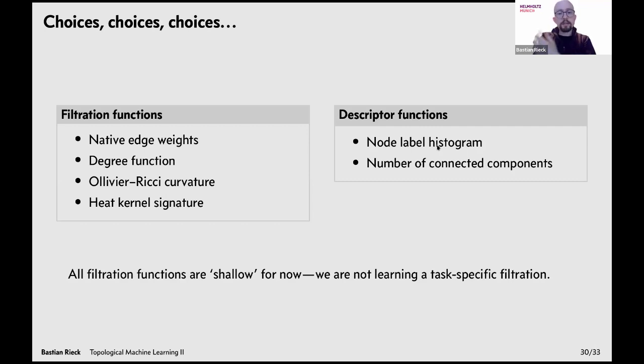And again, as I said, the descriptor functions, the things that you evaluate alongside the graph, can be anything that you want. Two choices stick out for us. One is the node label histogram, if you have node labels. The other one is something like the number of connected components, which is in a way related to topology, but it's not exactly the same. It's more like a very generalized Betti curve. The important thing I want to stress here is that all the filtration functions that we picked are shallow for now. So we are not yet learning a task-specific filtration. We could do this, but we're not doing it yet.